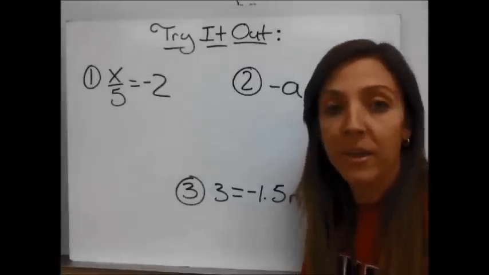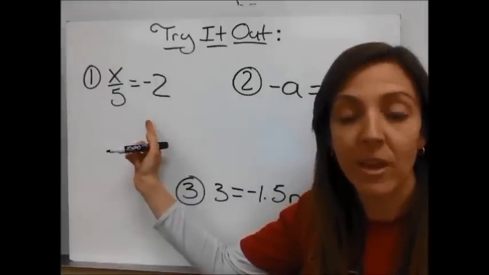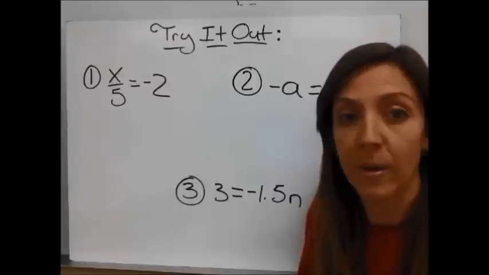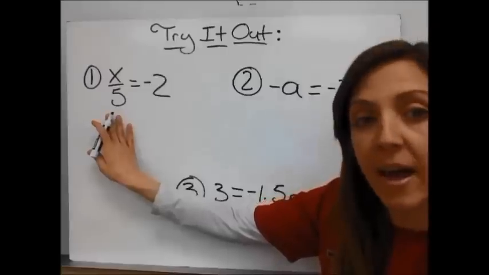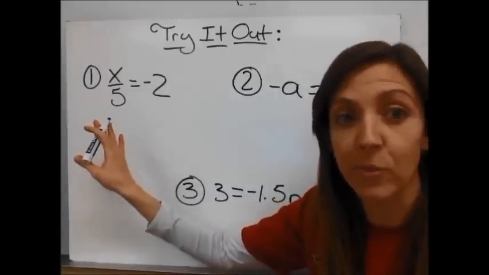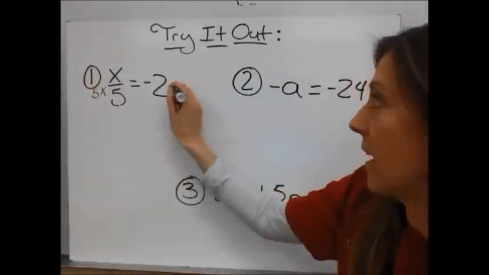Let's try out those properties. Let's look here where we have x divided by 5 equals a negative 2. Okay, what property are we going to use here? We are going to use the multiplication property of equality. So x divided by 5, the inverse of division is multiplication. So we're going to multiply both sides by 5.